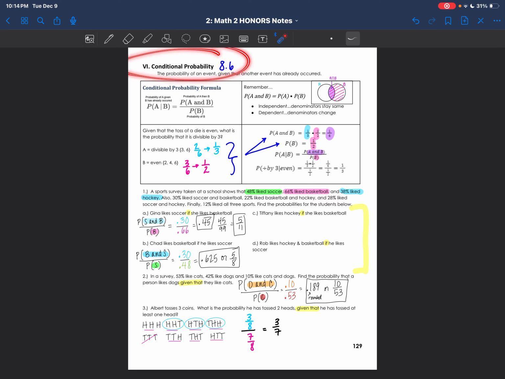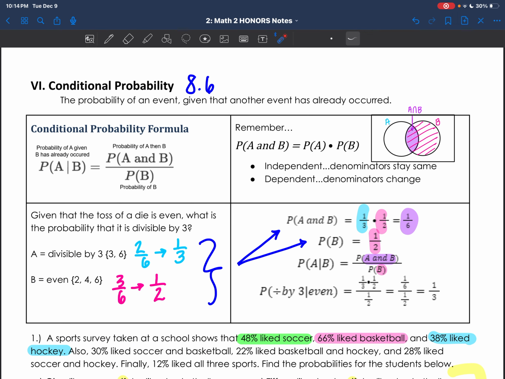All right, today we're going to talk about conditional probability. So when we're talking about conditional probability, it's the probability of an event given, that's going to be our keyword here, that another event has already occurred.